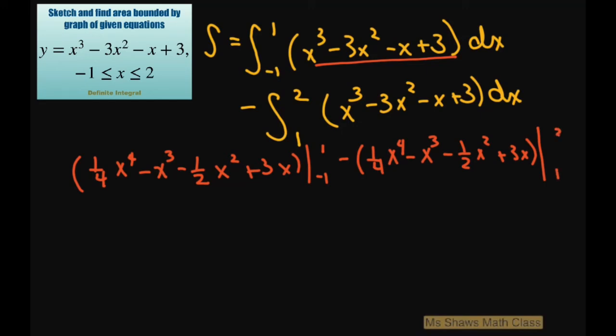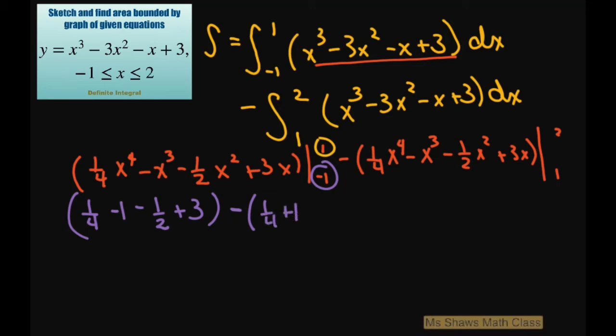All right, this is going to give us, we start at 1, so let's do this. You're going to get 1/4 minus 1 minus 1/2 plus 3. Now, substitute in for -1, and you have to subtract it. So that's going to give you 1/4 plus 1 minus 1/2 minus 3. So that's for this part.